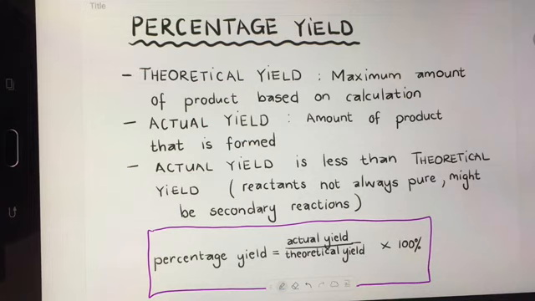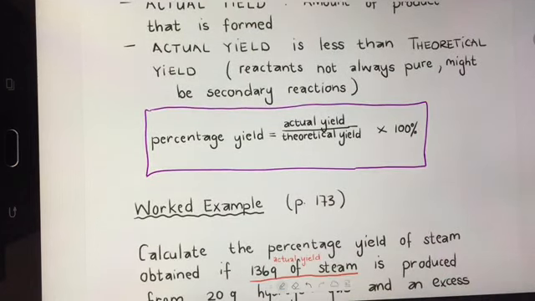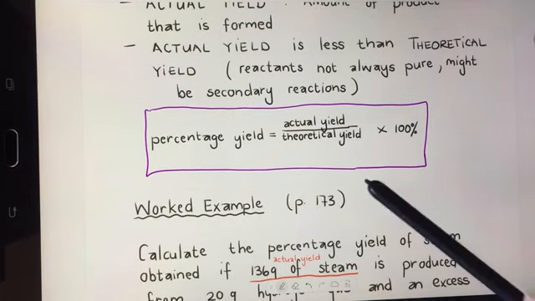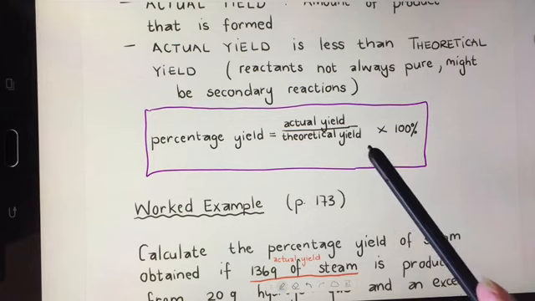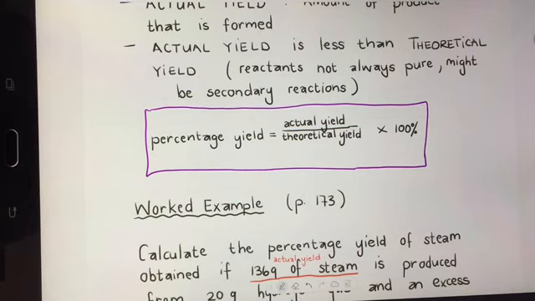And we find that in most cases, actual yield is less than theoretical yield, and there are various reasons for that. Like, for example, the reactants aren't always pure, and there might be secondary reactions that happen as well. The formula that we use to calculate percentage yield looks like this. This formula does not appear on the data sheet, so you actually have to learn it. So percentage yield is equal to your actual yield, how much really formed, divided by your theoretical yield, how much you calculated was going to form, times 100.